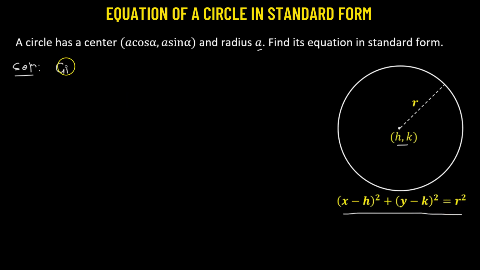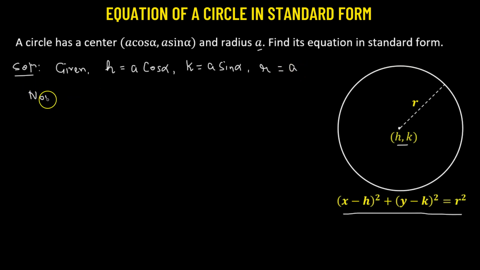Now in the problem, we are provided with the coordinates of the center, meaning the value of h, the x coordinate, is a times cosine alpha, and the value of k, the y coordinate, is a times sine alpha. The radius is also given. The radius has a value equal to a.